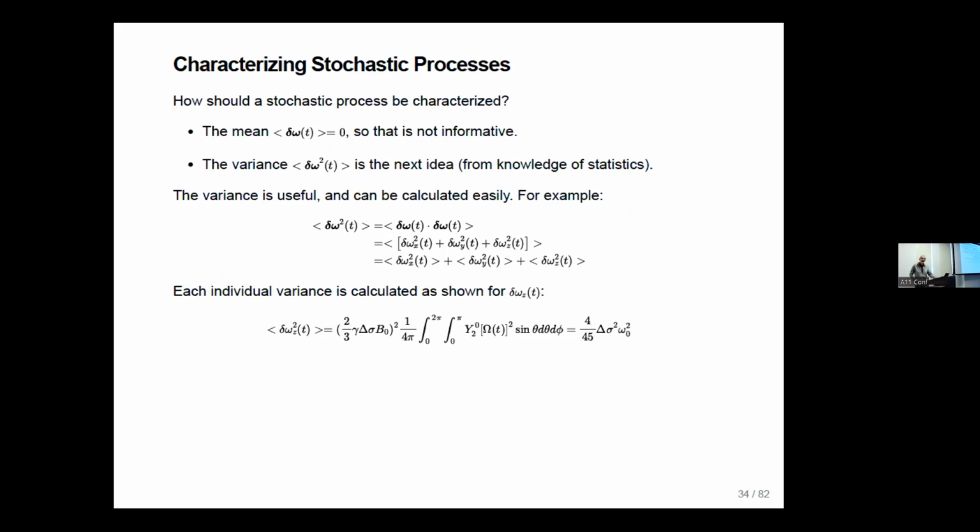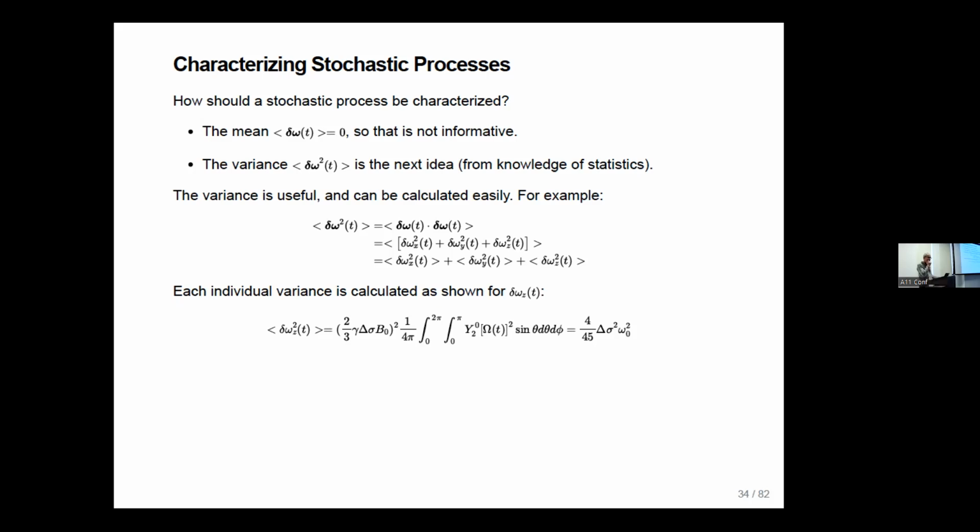Now, tumbling in solution is stochastic. So we need some way of thinking about stochastic processes. And this is, of course, a kind of statistics. And we already worked out that the mean of our fluctuations is 0. We always set the problem up that way. So the mean isn't informative.